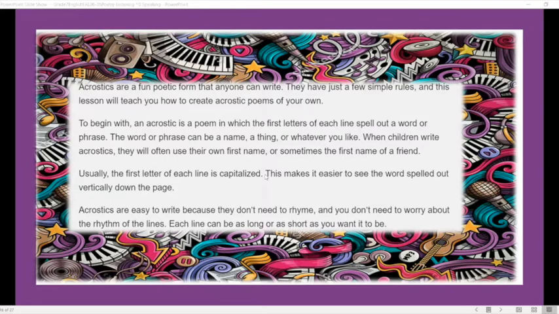Usually the first letter of each line is in capital letters, and it's easier to actually see the word running vertically down. Very easy to write because you don't need to worry about rhyming the lines. Each line can be as long or as short as you want it to be.